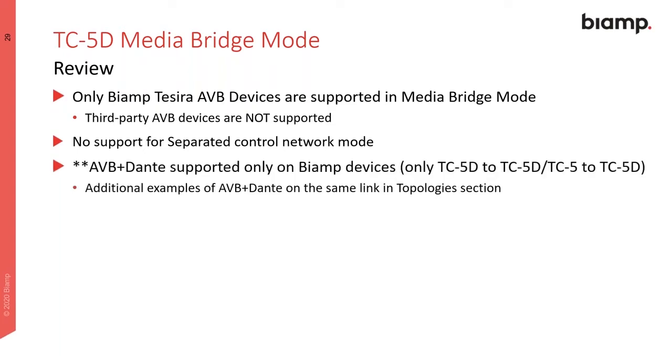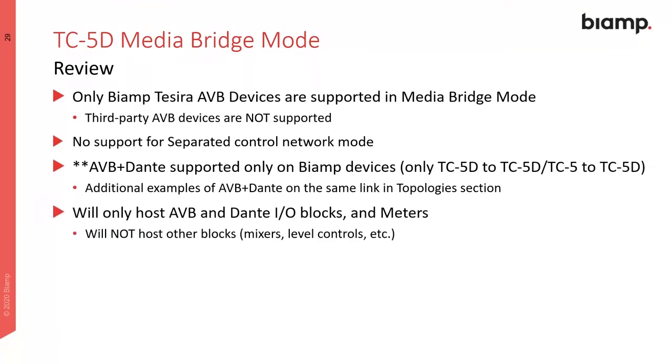Dante and AVB are supported only from a TC5D to a TC5, or a TC5 to a TC5D, or vice versa. So you cannot have a third party switch in between. You need to have a direct connection between both of them. The TC5D will only host the AVB and Dante IO blocks, and meters, but will not host any mixer, level control, etc.